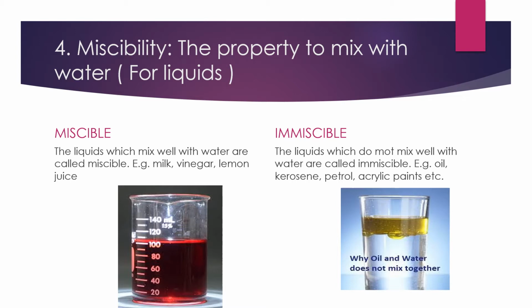The liquids which do not mix well with water are called immiscible. Example, oil, kerosene, petrol, acrylic paints, etc. You can see oil is lighter than water, so in this picture it is floating on water. If it is heavier than water, like paints, it will go down, but it will not mix with water. So those liquids are called immiscible.